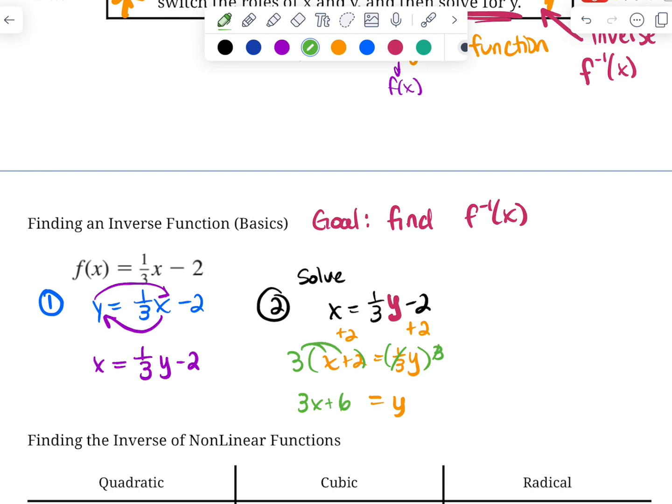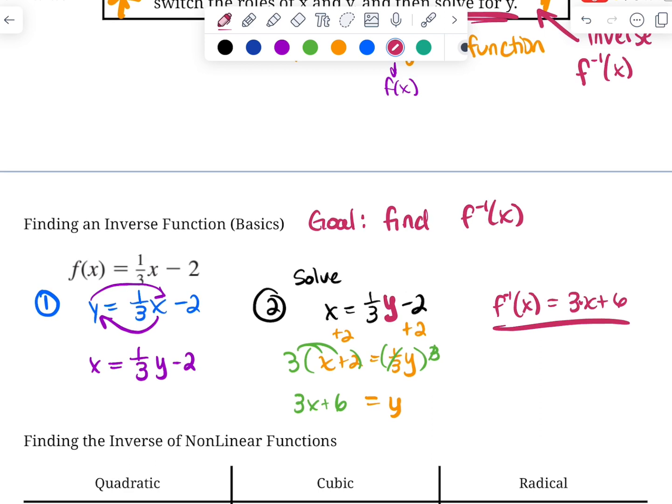Okay? So my answer to what is the inverse is that f inverse of x is 3x plus 6. Now, sometimes it'll be a little bit easier to see than others, but if you'll notice, we are multiplying by a whole number instead of a fraction, and we are adding instead of subtracting.